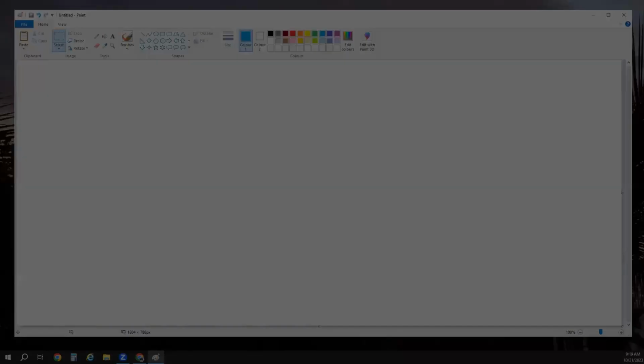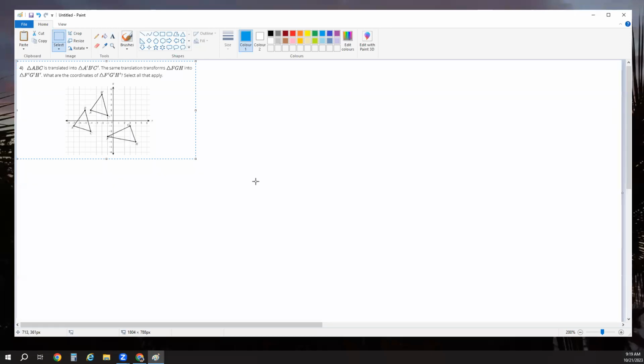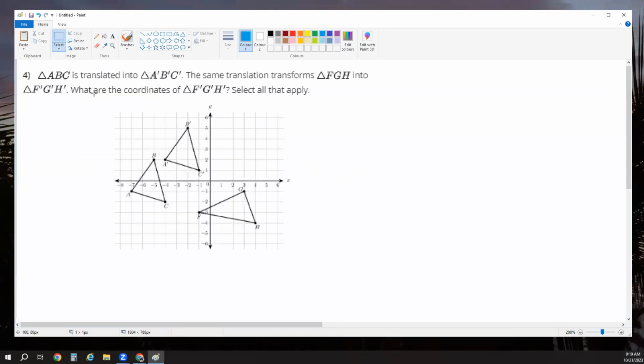This one gives us this guy. And it's like, hey, here are some translations. Give us the points of the after image of FGH. Okay. So this thing underwent a translation, right? This thing underwent the same translation. So our triangle ABC translated to ABC prime. Okay. And FGH undergoes the same translation. So what are the coordinates for FGH prime?